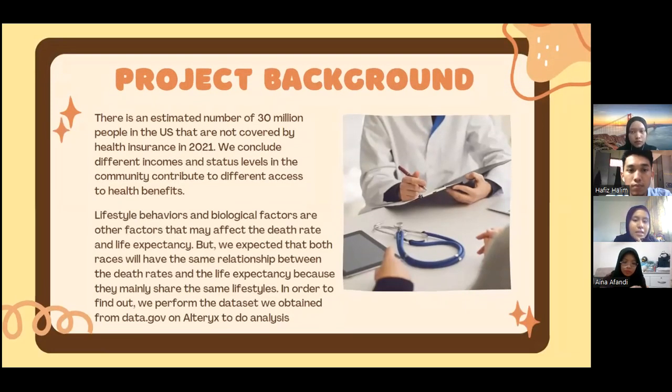There is an estimated number of 30 million people in the US that are not covered by health insurance in 2021. So we can conclude that different incomes and status levels in the community contribute to different access to healthcare. Not only that, lifestyle behaviors and biological factors are also the factors that affect the death rate and life expectancy. However, we expected that both races will have the same relationship between death rates and life expectancy because they mainly share the same lifestyles. In order to find out, we used the dataset we obtained from data.gov on outbreaks to do the analysis.